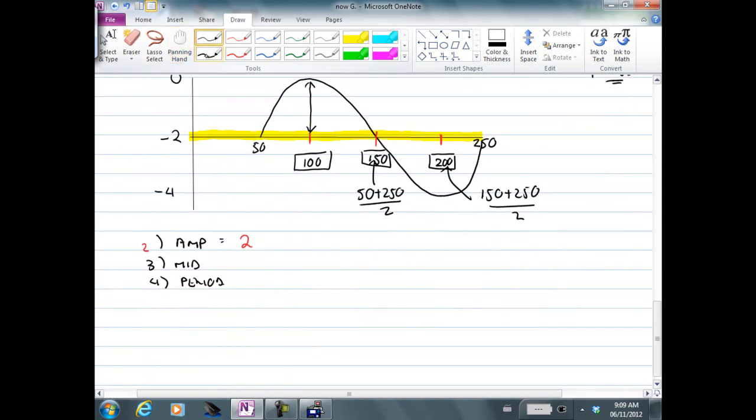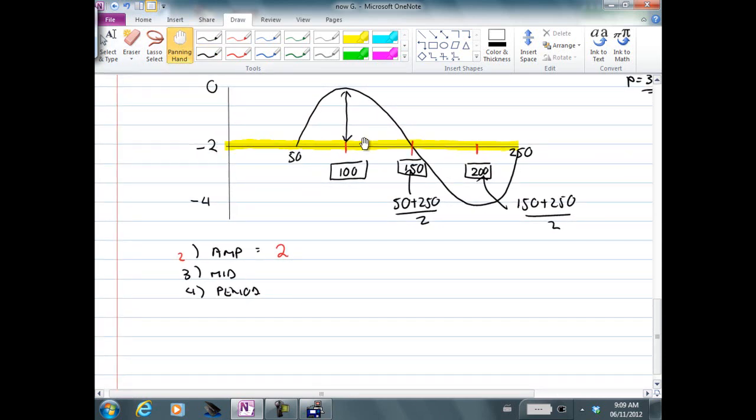Middle line. What's your middle line? 200 is not correct. 250? Not correct. Try again. See, middle line means, what is this line right here? Where does it occur? It occurs right here, which is -2. Middle line is where the middle line occurs on the y, which is -2.